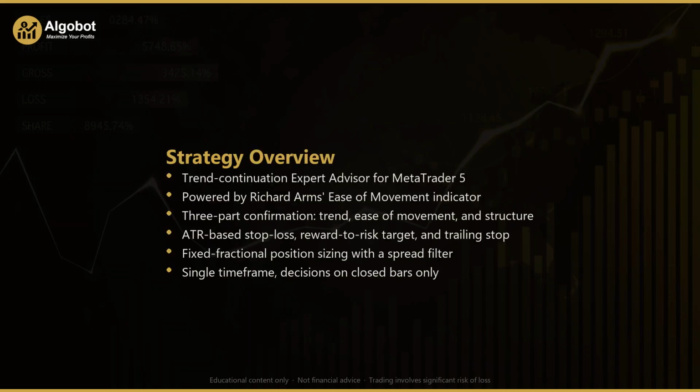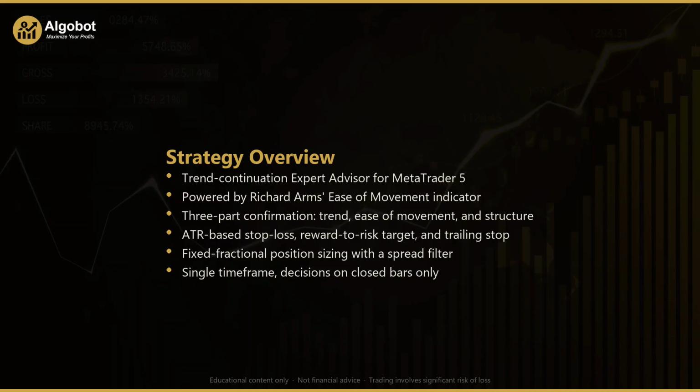Let's get started. So what exactly does this expert advisor do? At its heart, Ease of Movement TrendPeriod is a trend continuation system. That means it isn't trying to catch tops and bottoms or fade a move. Instead, it waits for an established trend and looks to join it when momentum and volume line up in the same direction. The engine behind it is the Ease of Movement Indicator, or EMV, developed by Richard Arms.